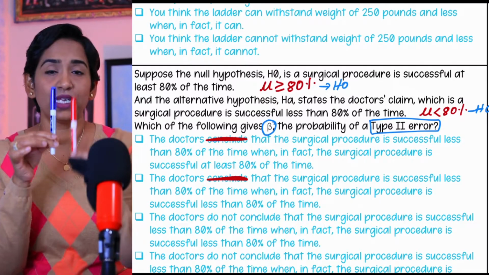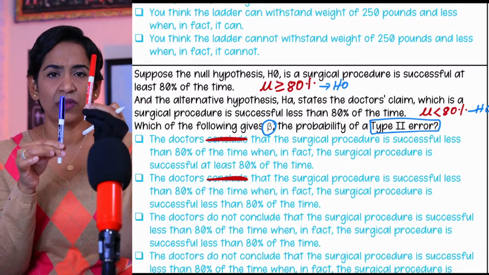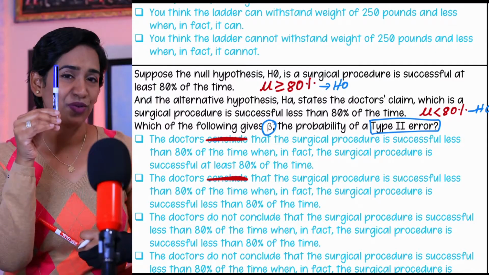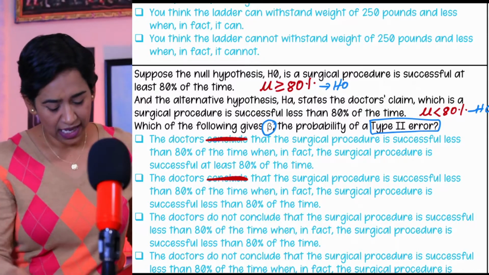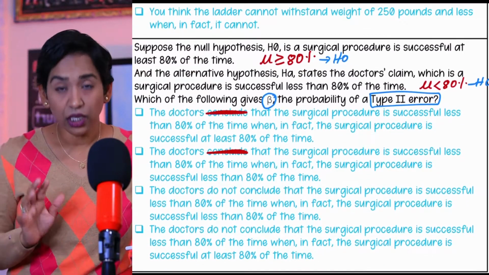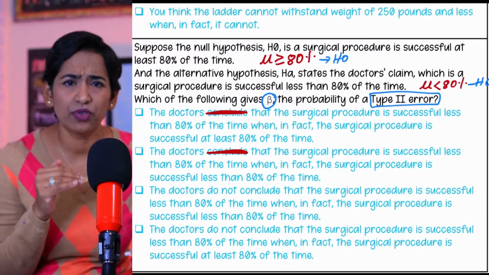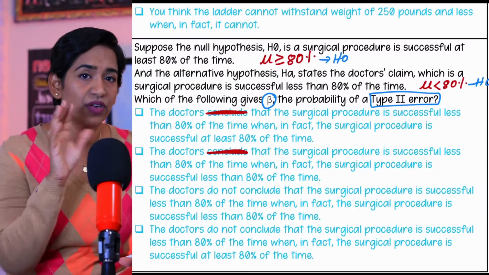Type 2 is H naught is false. That means HA is true. But you're saying this is not true. That's your type 2. Let's go ahead and take a look at the doc. Again, take your time to read. So let me read these very slowly.